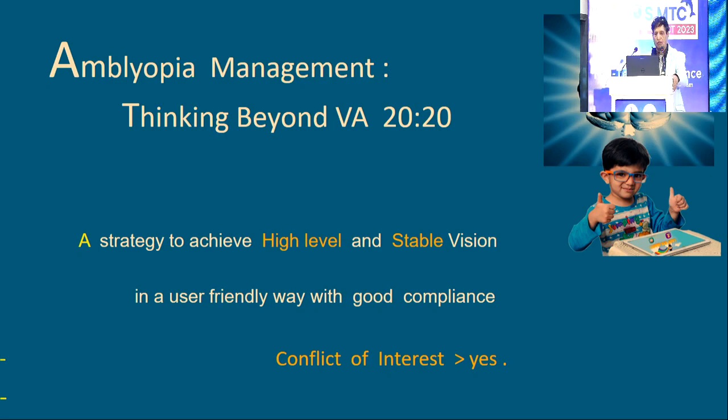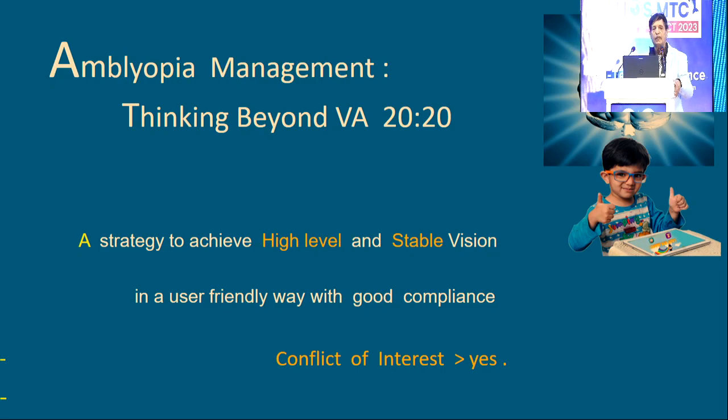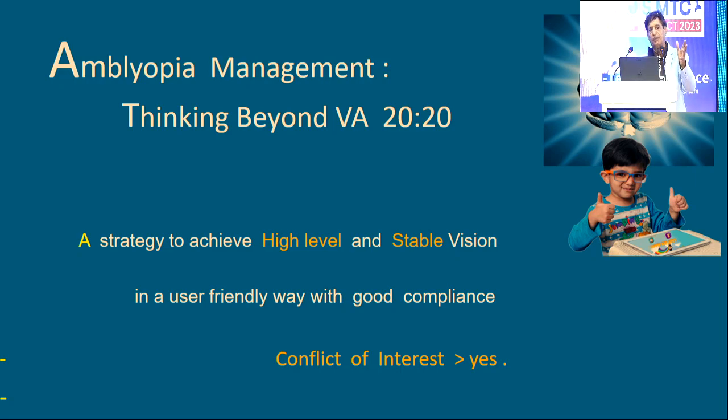Well, for amblyopia management, we have to think and rethink beyond visual acuity 20/20 or 6/6 vision. Everybody is trying to improve the vision up to 6/6, and after 1 month, 2 months, 3 months, or 6 months, the vision goes back again and again. The regression of visual acuity is also very high even after treating the patient for so many months. So what is the reason? For that, there are certain things that I am going to tell you now.